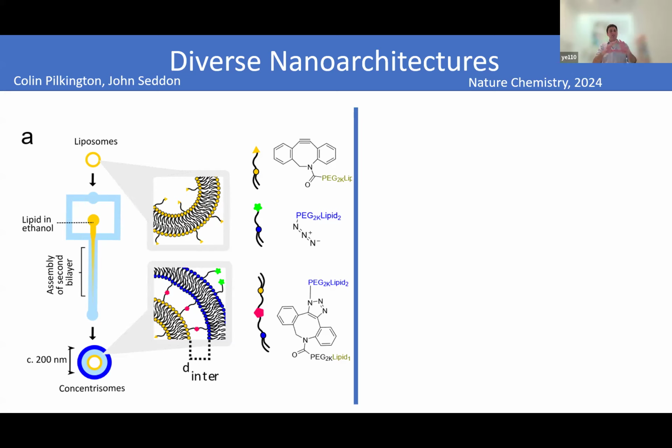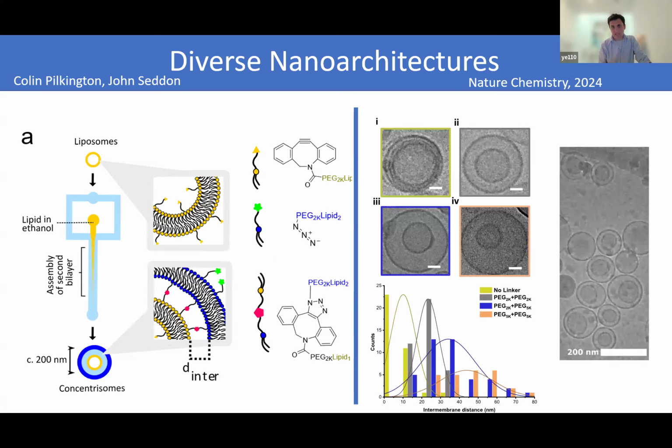You can control the lipid composition of each membrane to make them responsive to different stimuli, for example. And you can load things in the inner compartment or the outer compartment. So this allows us to form nanoscale compartments. And this is what it looks like. Now, on the cryo, you can only image them on cryo microscopy. They're far too small for traditional light microscopy.